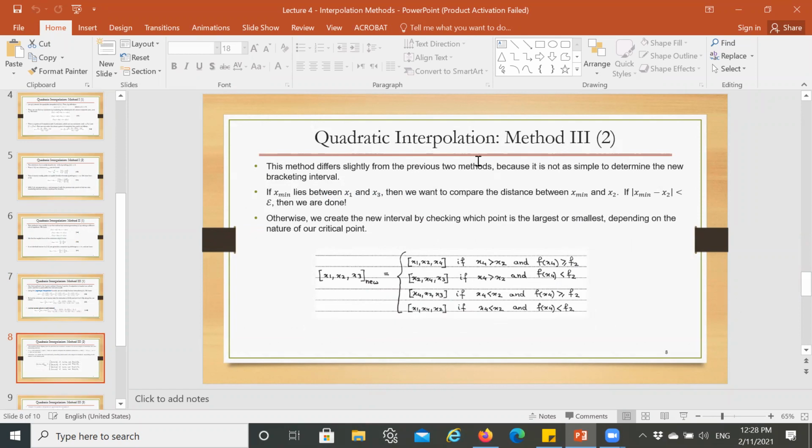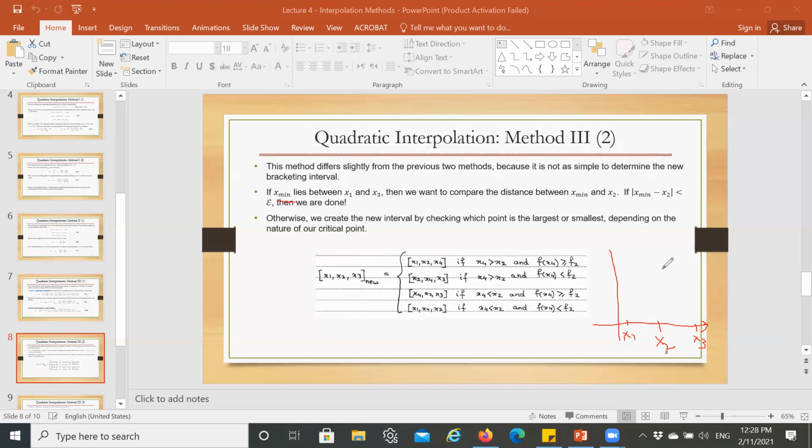Let me draw it over here. If we have our function somewhere like this, we have points x1, x2, and x3, which are the endpoints, and we say that we have taken the midpoint as x2. Now we find a new point, x min. If x min lies between x1 and x3, obviously we have to compare x min with x2. If we know that this is a unimodal function, x min will lie in this interval, so we compare it with x2.